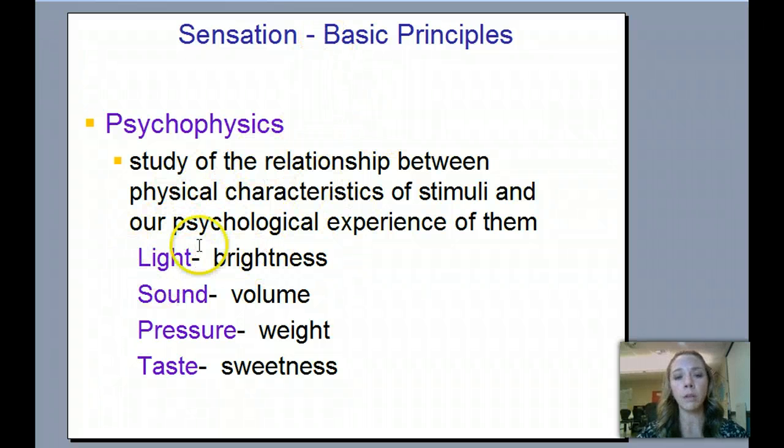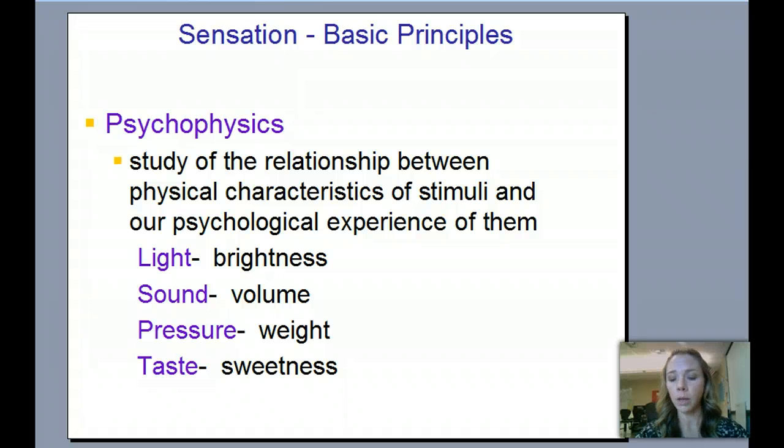So the light would be the physics part. The brightness would be our psychological experience. Sound is the physics. How loud or soft it is, our volume, that's our psycho part. Pressure in terms of weight. Taste in terms of sweetness.